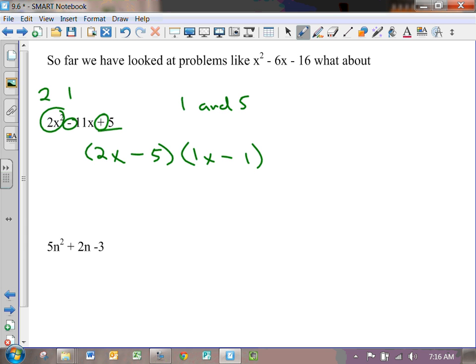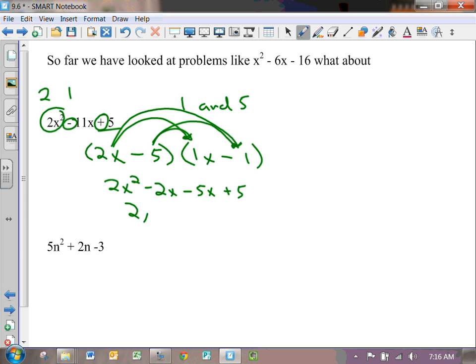So now the thing to do is we're going to FOIL it back out to check. Really, really importantly, because it's going to really change things. So FOILing back out. First, multiply together 2x times 1x is 2x squared. That's our first term. It's important to get that. Our outers would be a negative 2x, that's the 2x and the negative 1. Our inners would be a negative 5x. And our lasts would be the plus 5. So combining our like terms in the middle, we have 2x squared minus 7x plus 5.